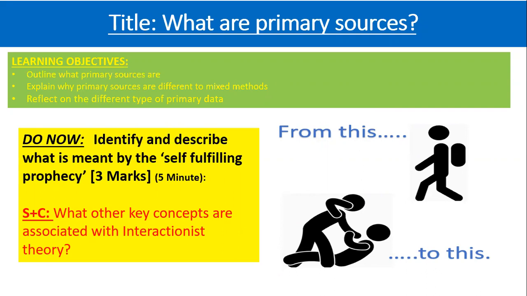So just for the first 5 minutes, you've got a free marker here. Identify and describe what is meant by the self-fulfilling prophecy. So this is relating to interactionist theory, and it's been deliberately chosen because it's one of the theories that the class are slightly weaker on. So try to answer that using the DIE approach. Remember: define, importance, example, and as a stretch and challenge, what other key concepts are associated with that theory? Okay, give yourself 5 minutes, timed conditions, to answer that question.